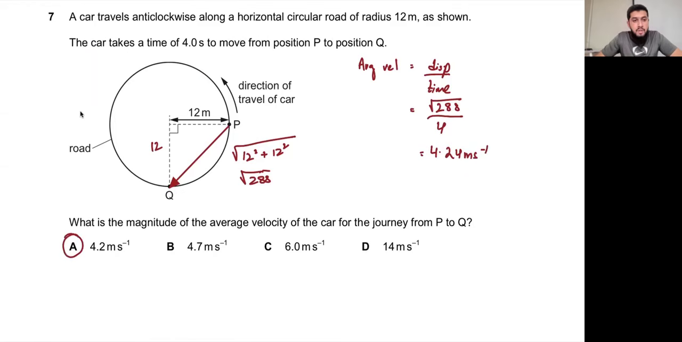So if it was distance, if they asked you for the average speed as opposed to average velocity, you would find out this distance here. This distance here.